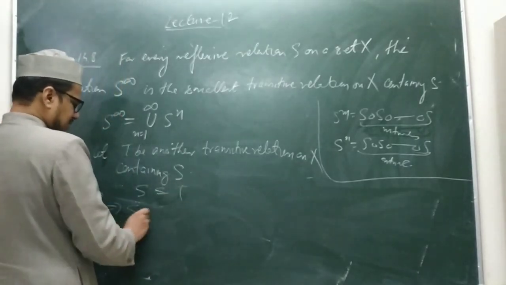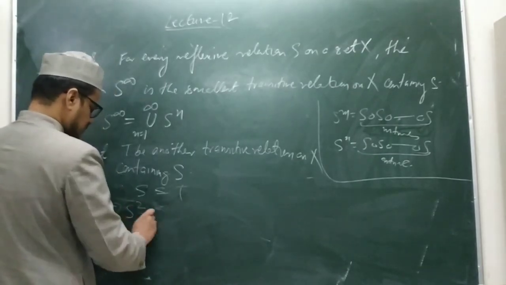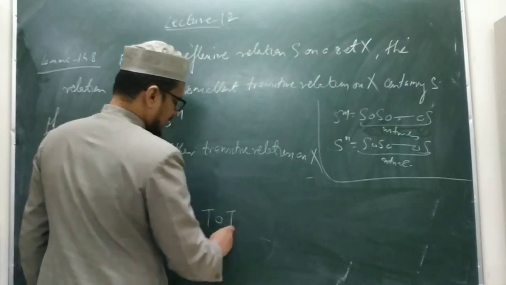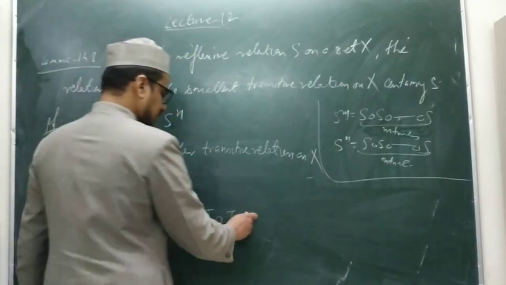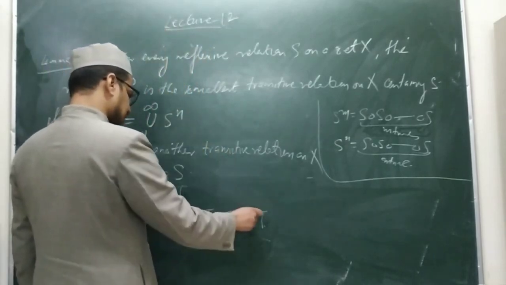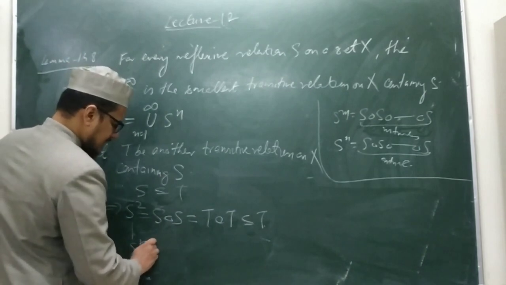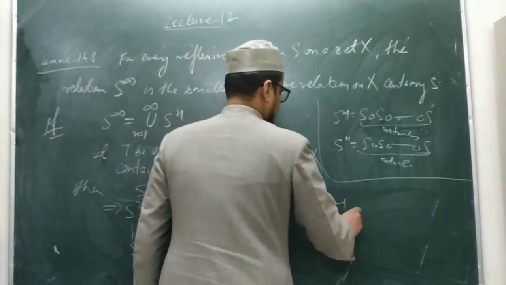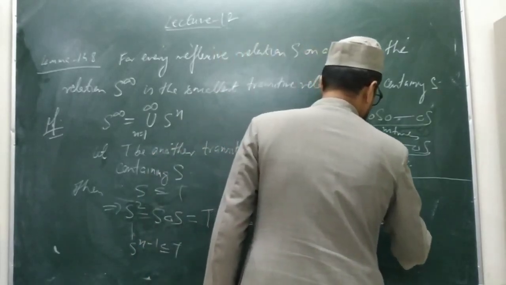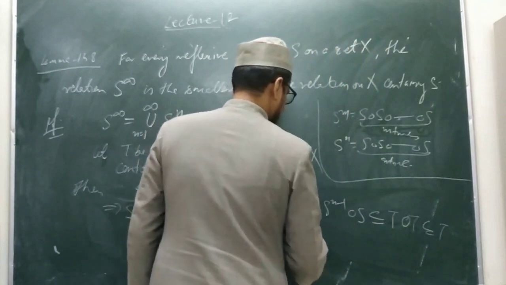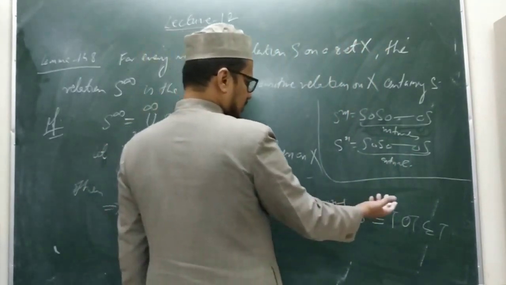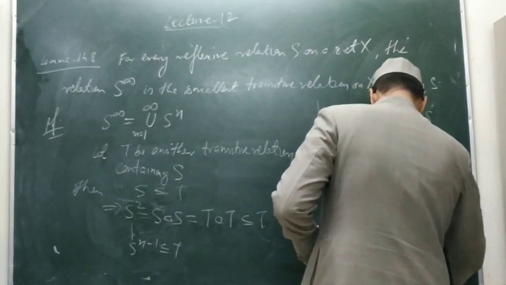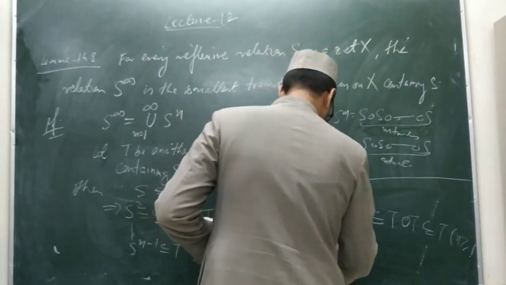It implies what? S composition S, which is S^2, is contained in T composition T, and of course T is transitive, so T composition T goes in T. So S^2 goes in T. Similarly, S^(n-1) goes in T. So S^n can be written as S^(n-1) composition S. It means it goes in T composition T, which again goes in T. So it implies that S^n goes in T, for n greater than or equal to 1. So of course S infinity goes in T.